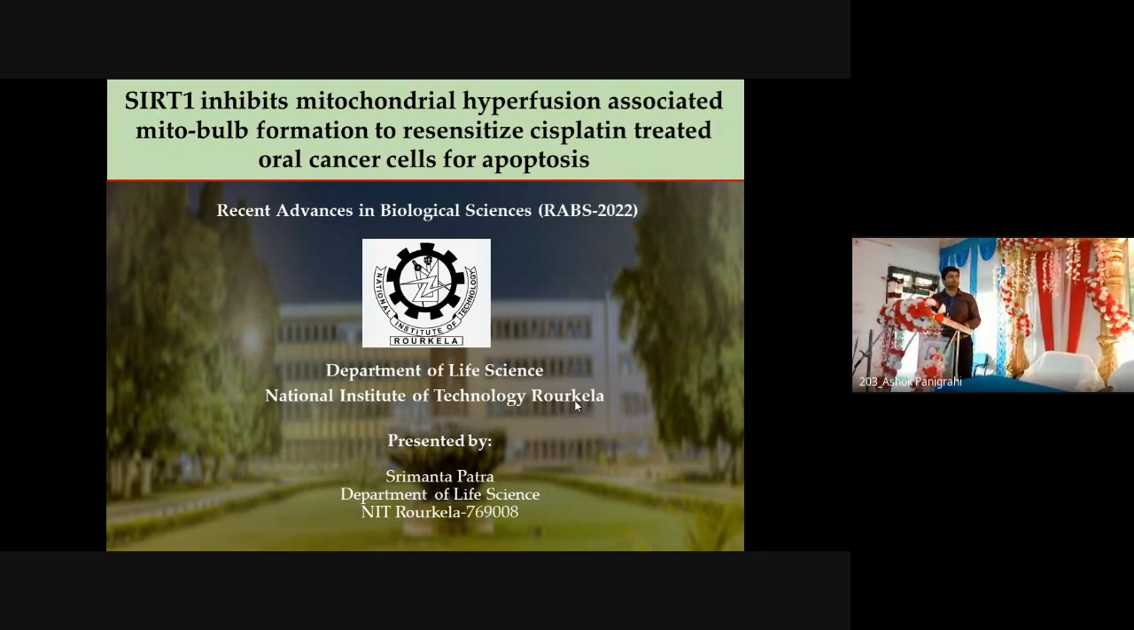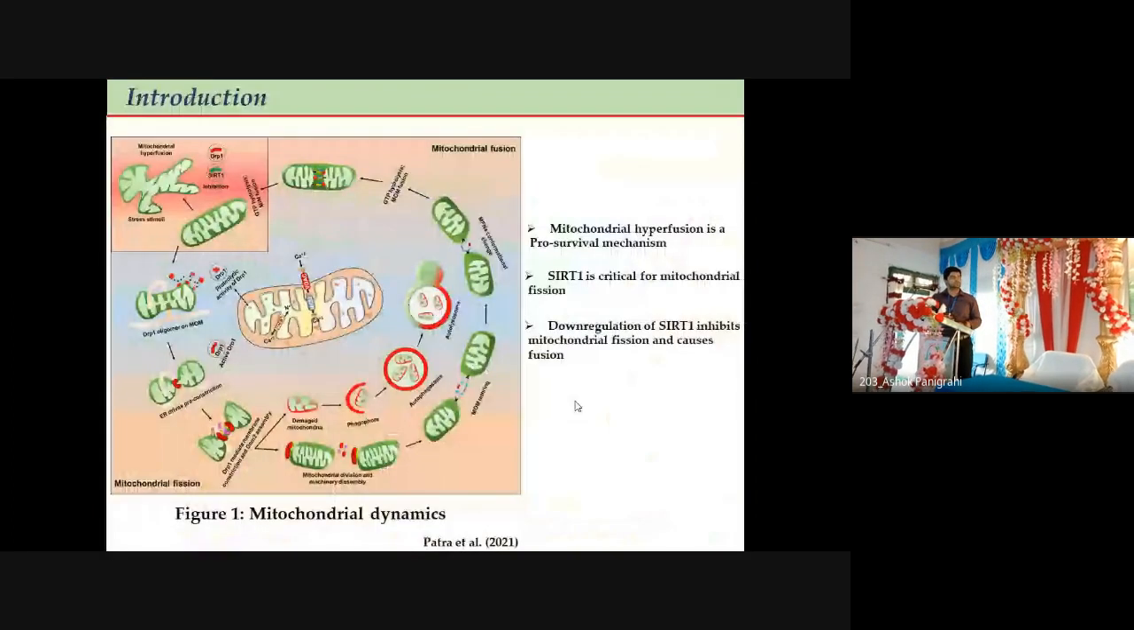Sriman, I am going to present my topic entitled treated oral cancer cells for apoptosis. So we all know mitochondria is very dynamic and the mitochondrial fission and fusion cycle generally moves in a healthy cell. In cancer, when the cells are treated with cisplatin-like drugs, they undergo a hyperfusion state for drug resistance. So we are working on how the mechanism of hyperfusion will lead to drug resistance in oral cancer.